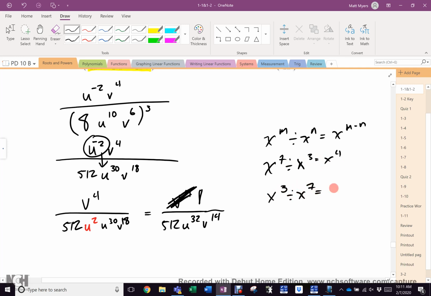You say, oh, I subtract x to the negative 4. And then you learn this here, oh, that can't exist, right? It has to be 1 over x to the positive 4, right?